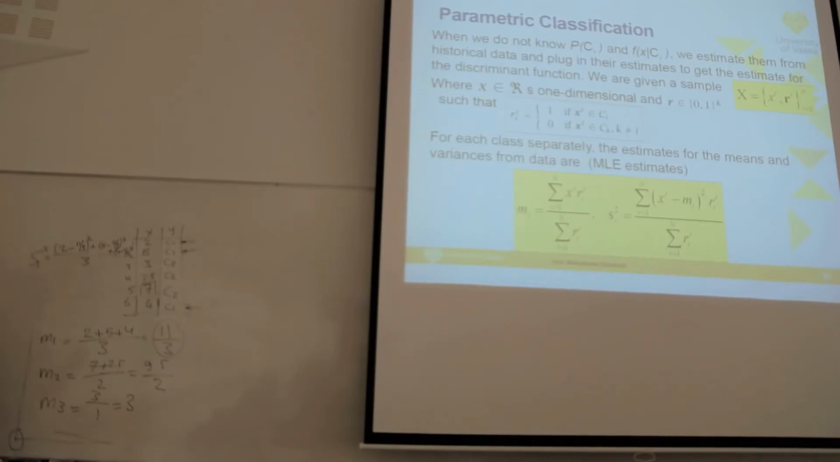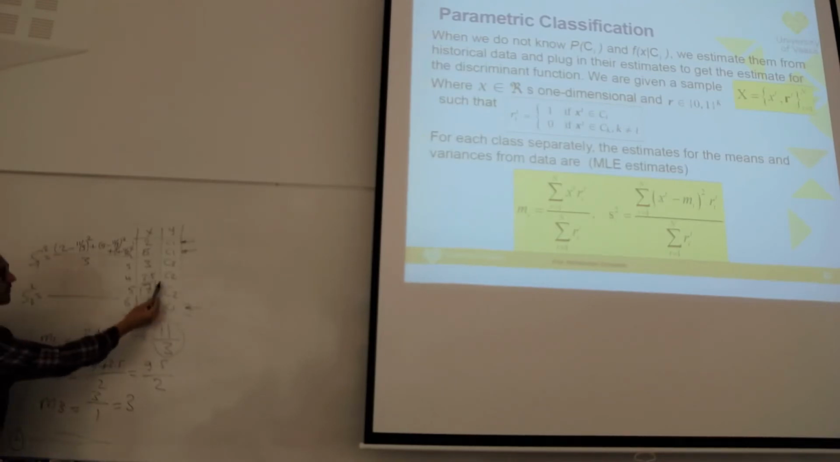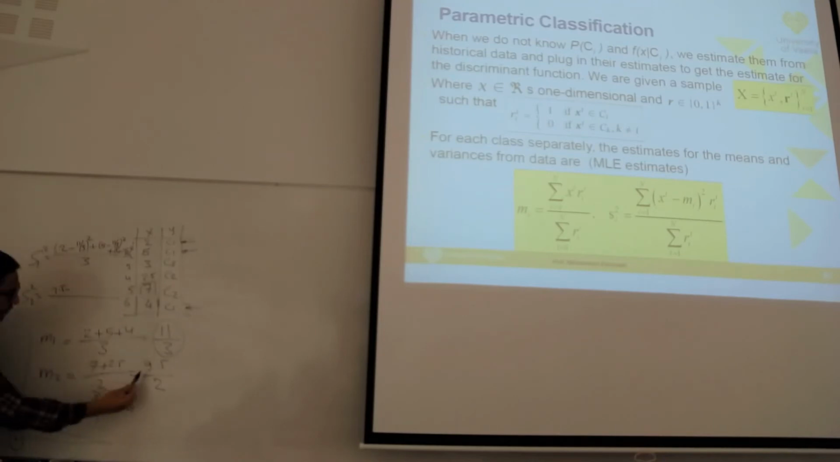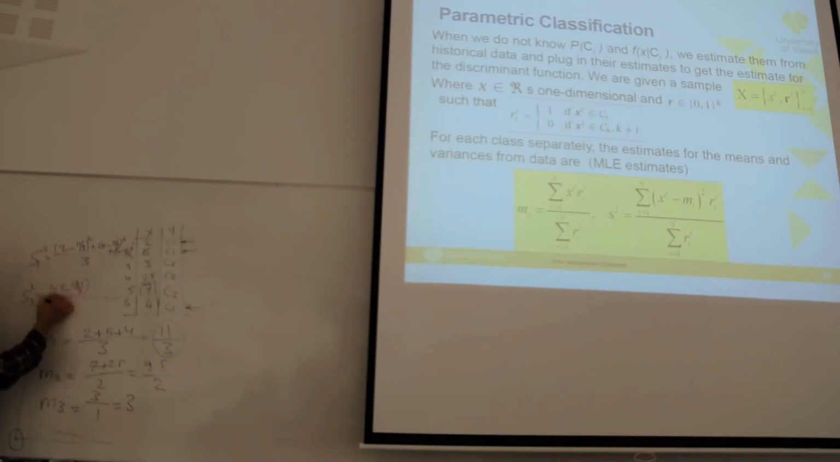Okay, this will be S1 square. Now S2 square is the same. So we take the summation, but for C2 we have this salary. It is 2.5 minus the mean of C2, which is 9.5 divided by 2, squared, plus the second one, 7 minus 9.5 divided by 2, squared, divided by 2.